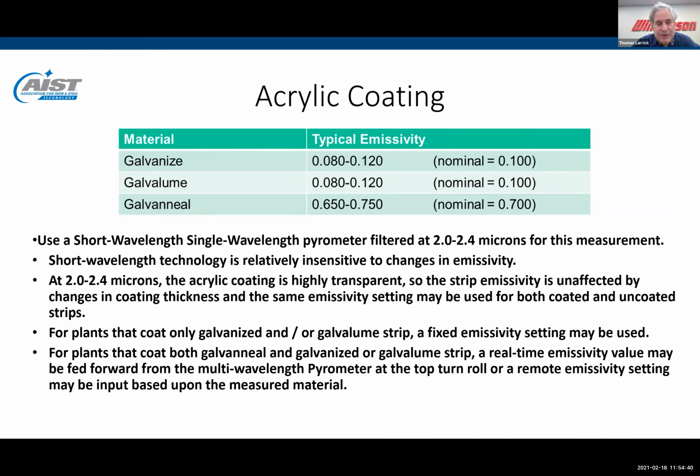For strips that are coated with an acrylic coating, again, if you use that 2.0 to 2.4 micron wavelength, the acrylic coating is highly transparent at that wavelength. If you use a different wavelength, then the acrylic coating is only partially transparent, and the emissivity of the strip will vary depending upon the coating thickness. And so you really must use a wavelength of 2.0 to 2.4 microns if you want an accurate measure of an acrylic coated strip. Otherwise, again, you need to use a roller wedge technique.